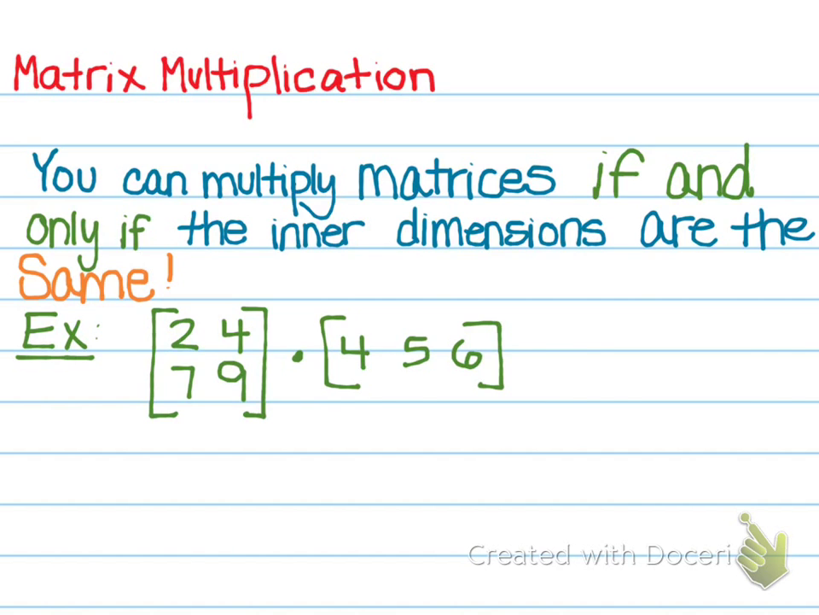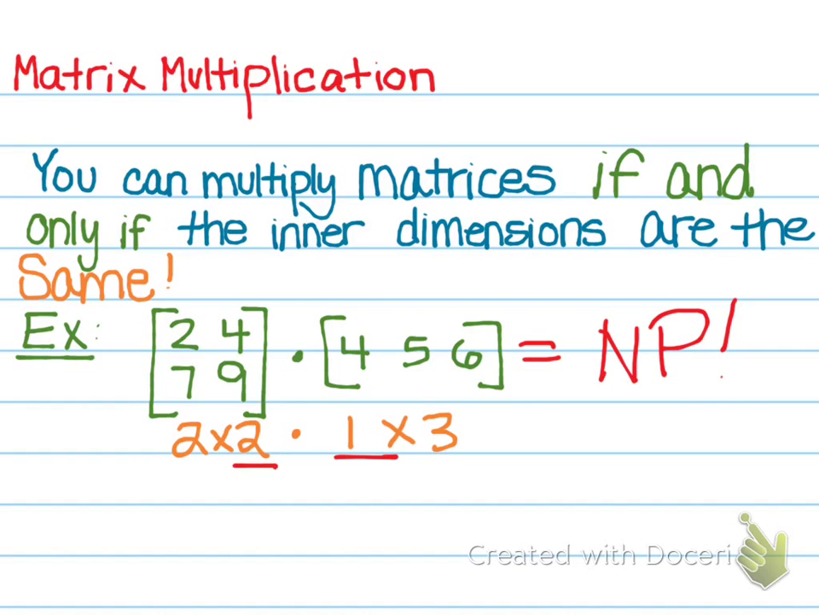Okay, so let's look at this second example. If I wrote out my dimensions, I would have a 2 by 2 times a 1 by 3. So you need to check the middle too, and since they are not equal, this is not possible. So you are not able to multiply the two given matrices. So again, if the inner two dimensions are the same, then you can multiply them. But then after you multiply them, the outer two dimensions put together form the dimensions of your product.